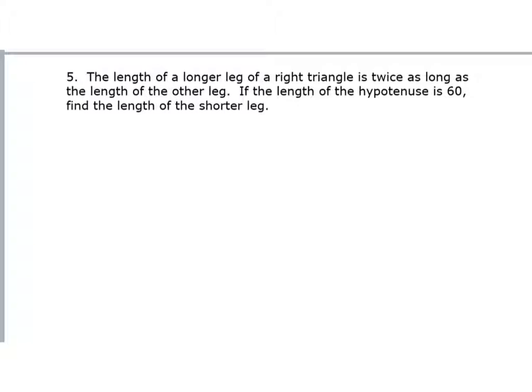It says the length of the longer leg of a right triangle is twice as long as the length of the other leg. If the length of the hypotenuse is 60, find the length of the shorter leg. What's the first thing I should do? Draw a picture. It's a right triangle where one leg is longer than the other. It doesn't matter if you draw it lying down like I am, or nice and tall.